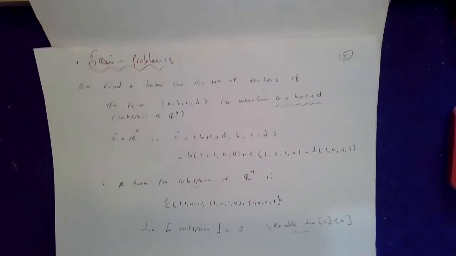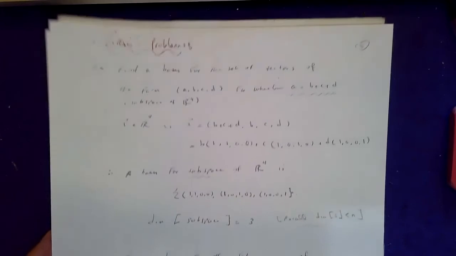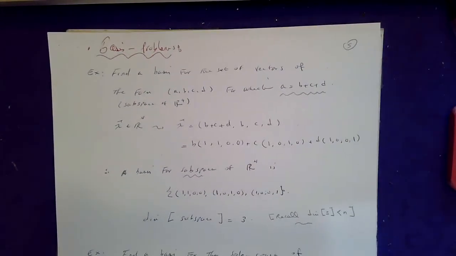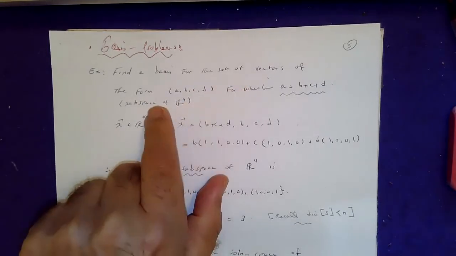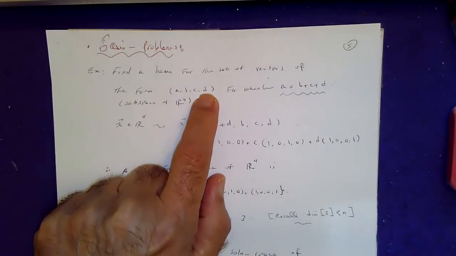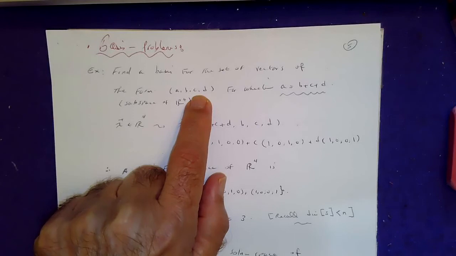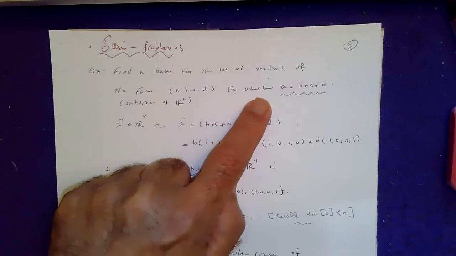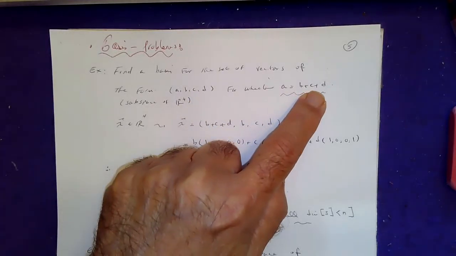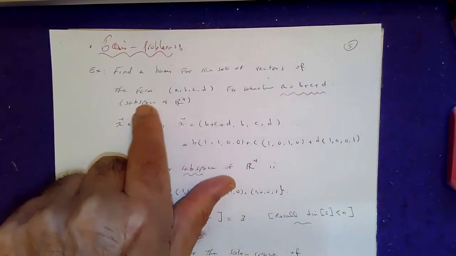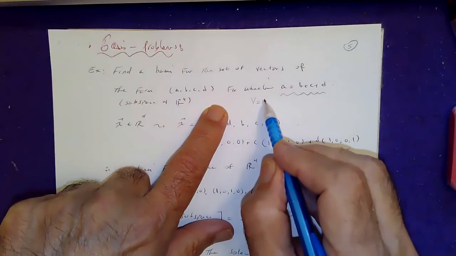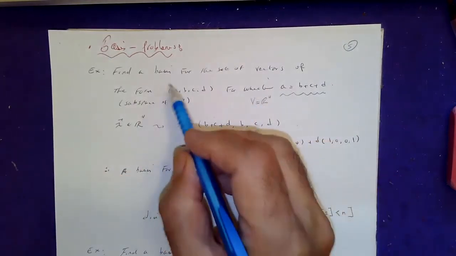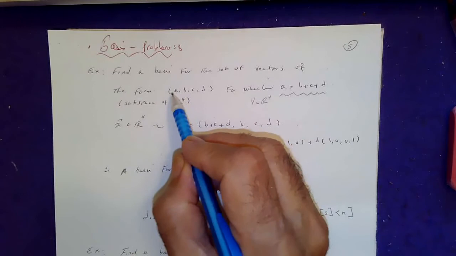And now let's do 2 not usual, your standard type of problems, and see how you would find a basis for a set of vectors of the form A, B, C, D. Obviously, you're in R4, yes? For which A is equal to B plus C plus D. So we are talking about not R4, that's our vector space, but this is our subspace, okay?